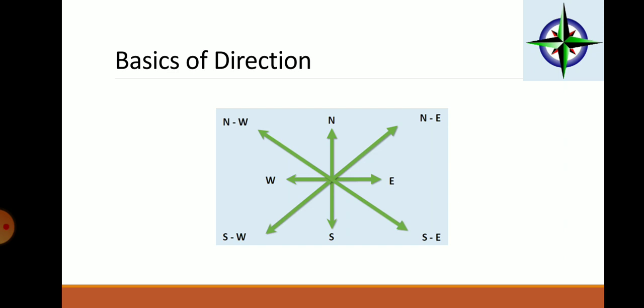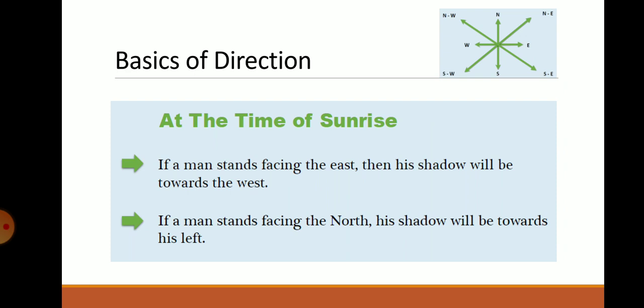Now one should keep in mind that finding the distance between the initial and final position means you have to find the shortest distance. We will see that a little later. But before that, one more thing related to the basics of direction is that questions will also be based on the sun. That is, at the time of sunrise, if a man stands facing east, in that diagram you can observe where the east direction is.